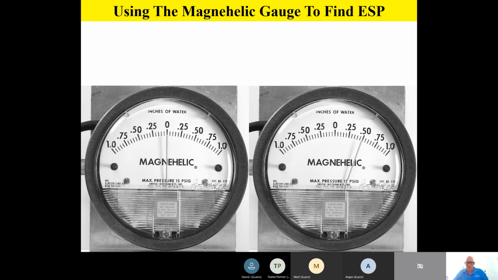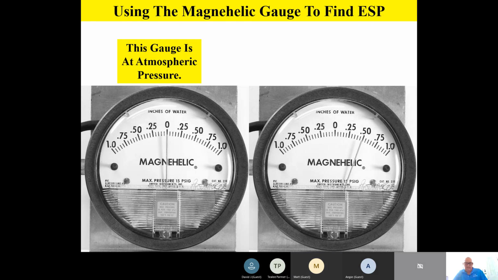Fieldpiece and Fluke and UEI all make them. So you can get a digital manometer. It'll do the same thing, because we're going to be reading fractional inches of water column, so it has to be a very, very sensitive and accurate gauge. What we're going to do is take our Magnehelic gauge and make sure that, with it just sitting in the room, it's at atmospheric pressure.